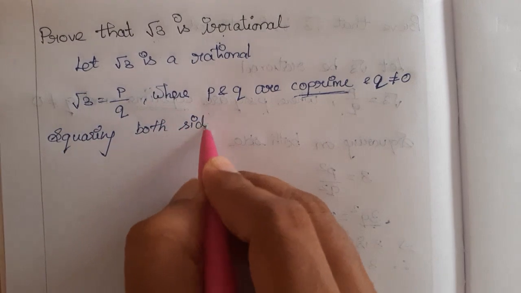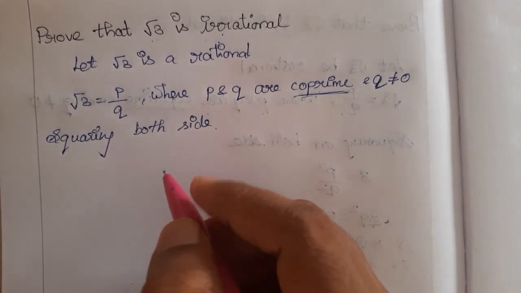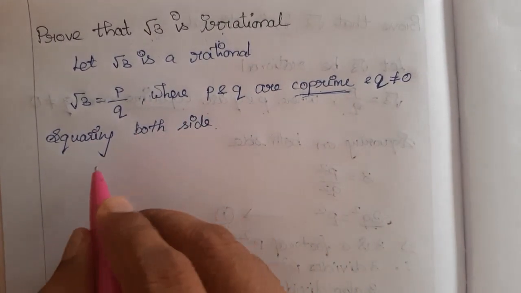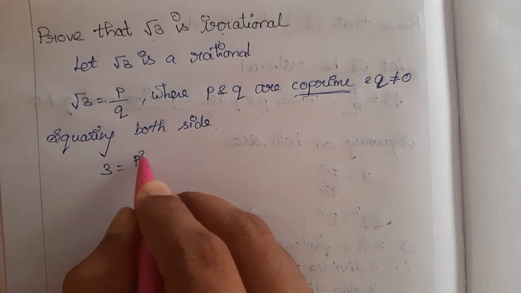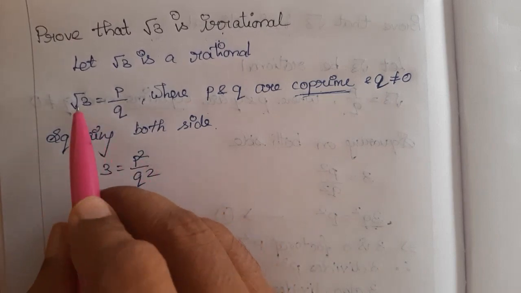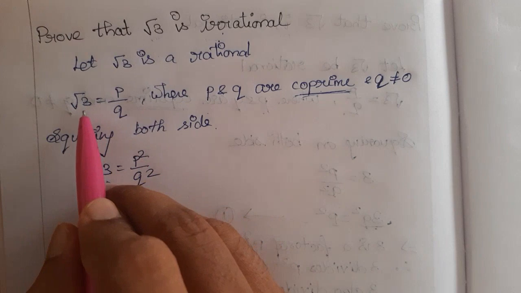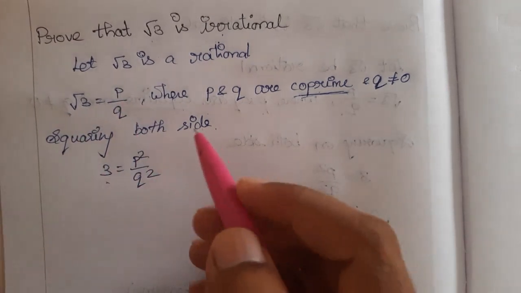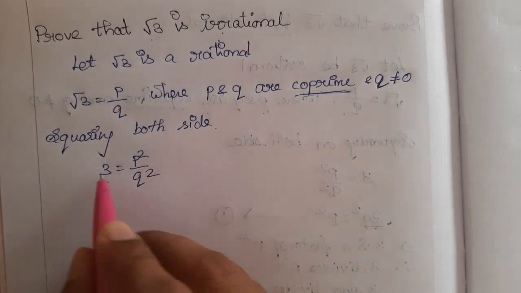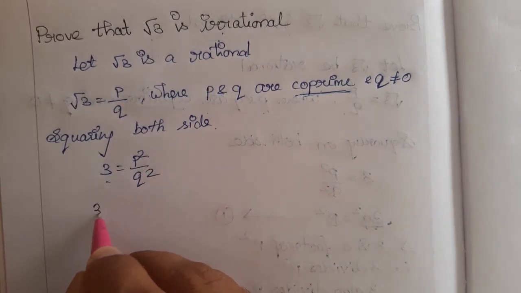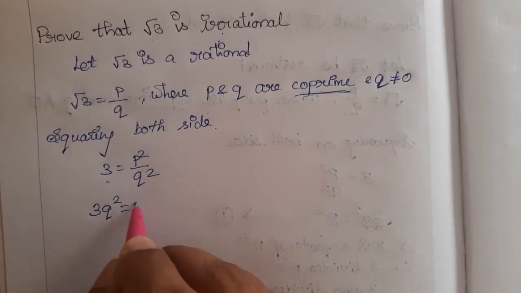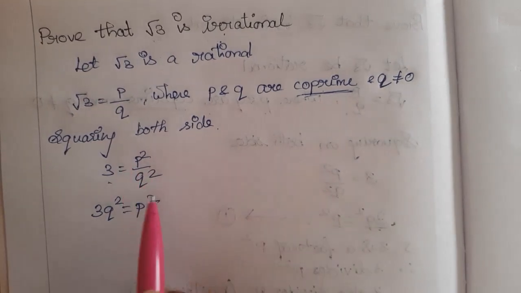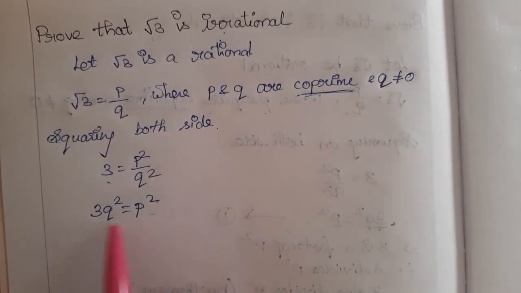Why are we squaring both sides here? You will get the answer in the next step. See, 3 is equal to P square by Q square, right? The square of root 3 is 3, and P by Q the whole square is P square by Q square. So next we rewrite it as 3Q square is equal to P square. Yes, right? So now it says P square has a factor 3.